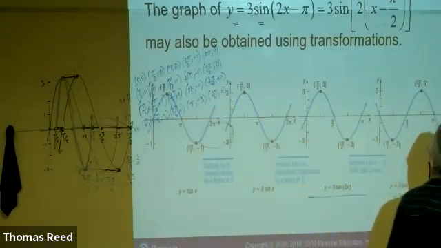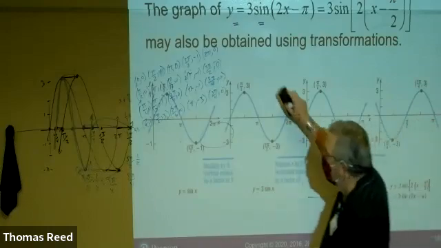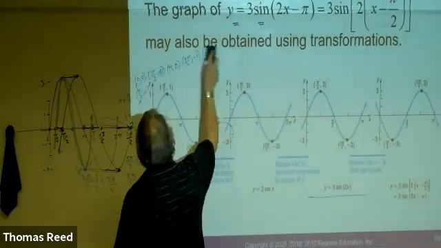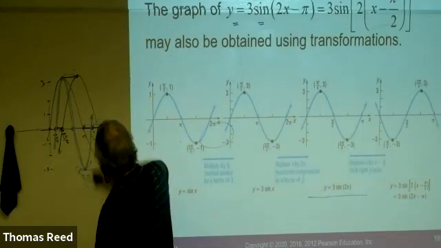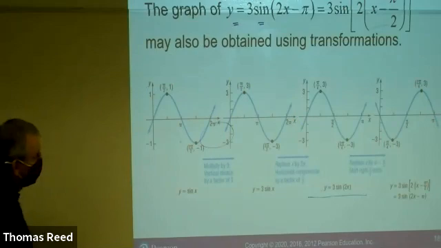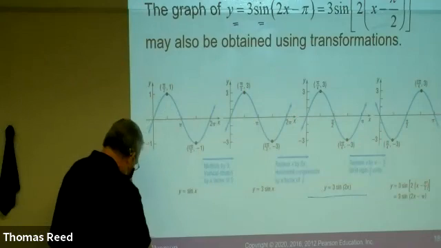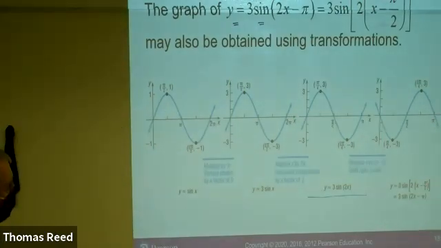Because when I have 3/4 pi, I'm at 0. So they throw in the phase shift last. I guess that makes sense. First they do the compression and then the phase shift.